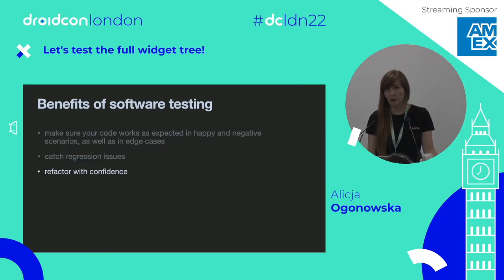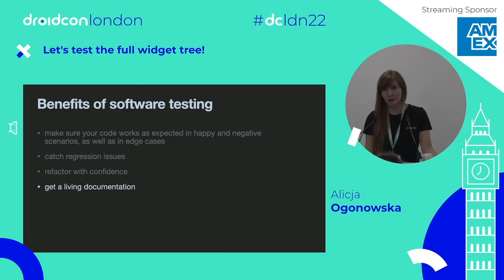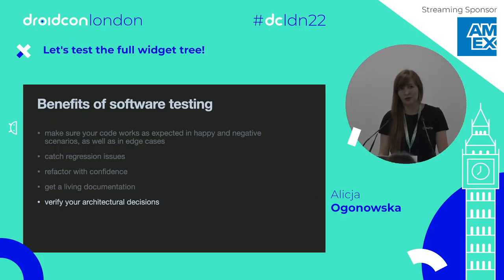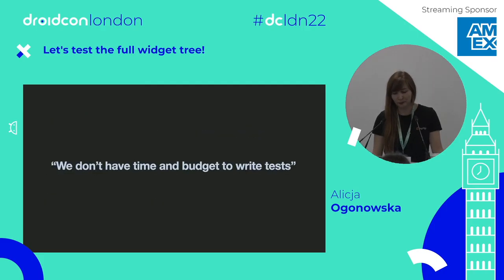Also, it will give you more confidence when you are trying to refactor, because with a big amount of tests, you will be informed if something breaks. And also, you have living documentation, and you don't have to wonder, am I covering such a case? You can just check your test suites and check if such a case is tested and covered. And also, you can quickly verify your architectural decisions, because if you think writing tests is too complicated, then probably you did something wrong beforehand.